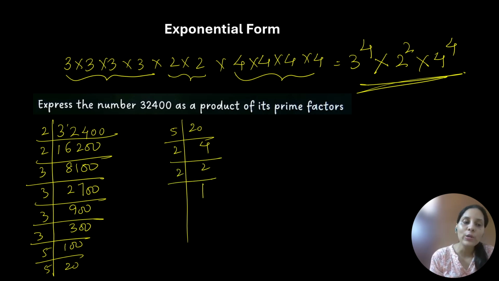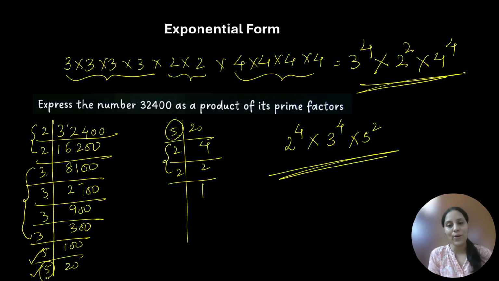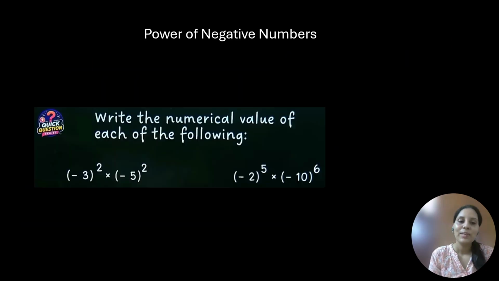So how many twos do I have? 2, 3, 4. So 4 twos we have. How many threes? 1, 2, 3, 4. Again, 4 threes we have. And then how many 5s? 1, 2. So this 5 and this 5 are the same. Okay, so 2 fives. So this is nothing but the product of prime factors written in exponential form, because it has exponents in it. Next up, we have power of negative numbers.